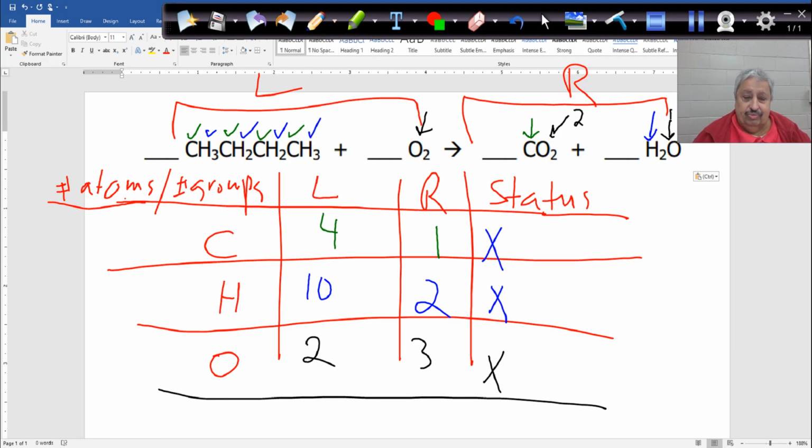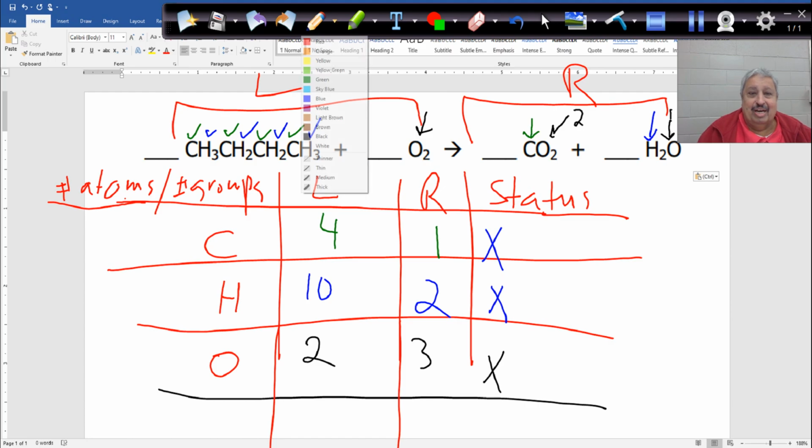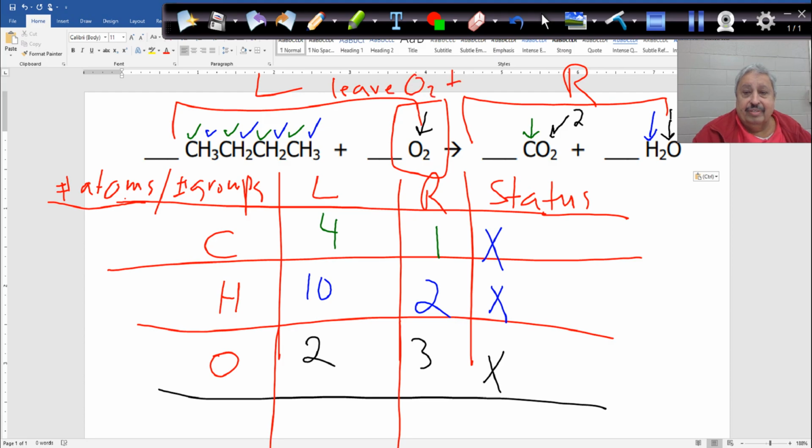So what will your intuition tell you to do? Well, there are no rules. I will say, let's start. We can start with hydrogen or carbon. But my intuition through the years says, whenever you have a combustion reaction, leave oxygen at the end. Don't touch it at the beginning. Leave oxygen till the end of the equation.